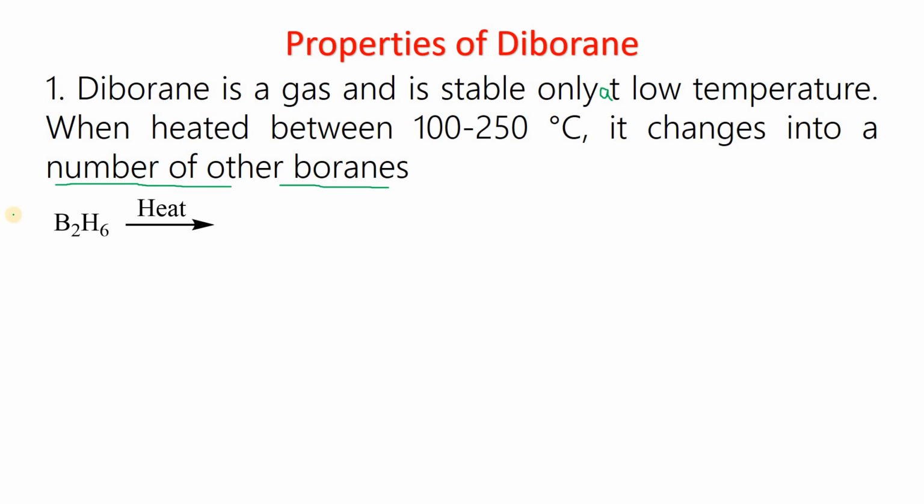For example, if you heat the diborane, you will get a number of higher boranes, tetraborane, pentaborane. Again, what is the difference between two? Pentaborane 9, pentaborane 11. The number 9 or 11 indicates the number of hydrogen atoms. Then again higher number of borane and so on. These boranes have a very complicated structure as compared to the B2H6.